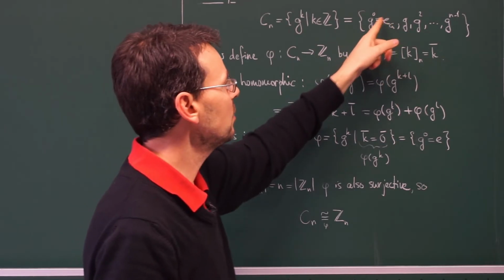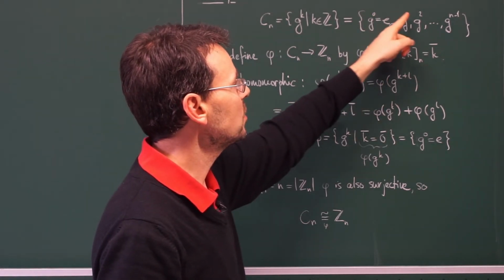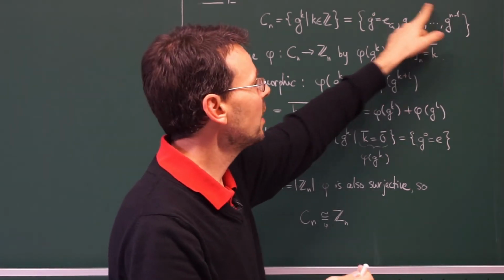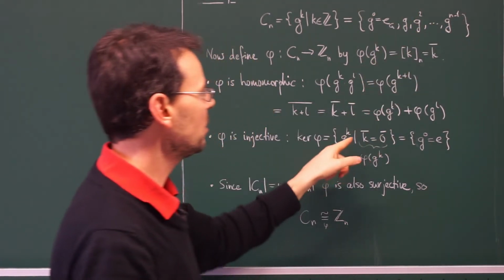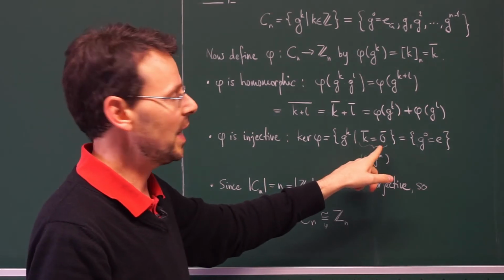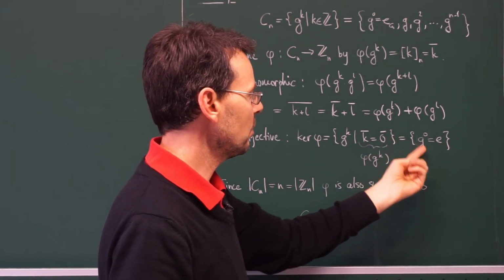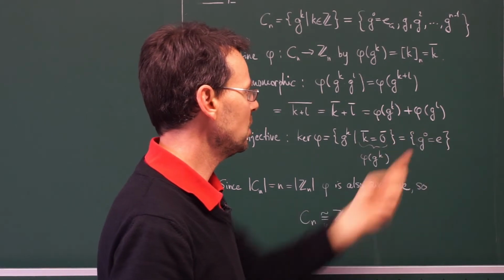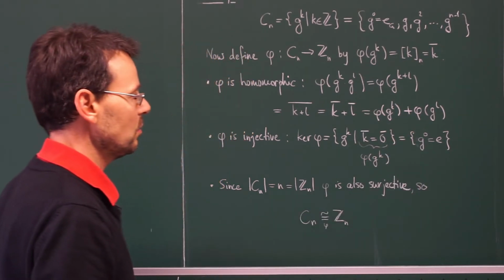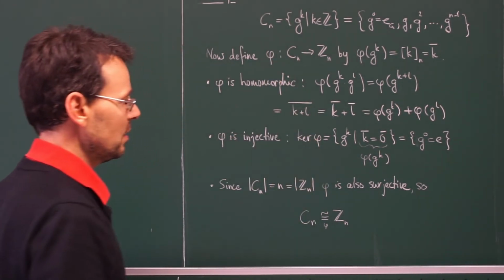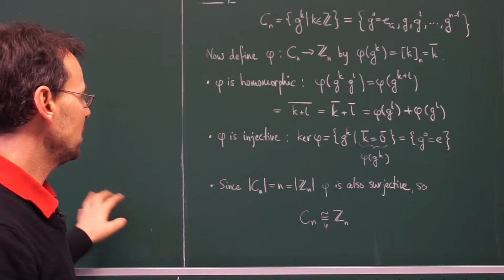Why? Because here we have g to the 0, g to the 1, 2, and so on. We stop after n minus 1. And none of these exponents are congruent to 0 mod n. So the only possibility for an element to lie in the kernel is if it's of the form g to the 0, so the neutral element of Z_n, and this shows that the kernel is trivial, so phi is injective.